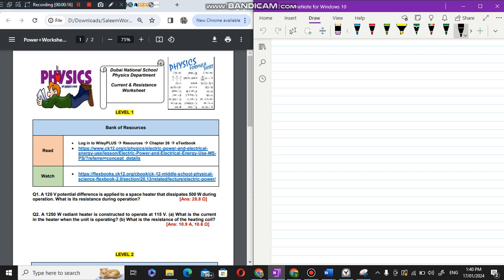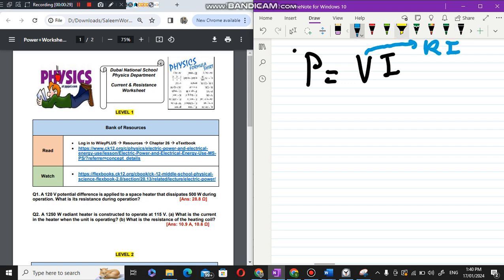So we can say that power is actually equal to voltage times current. And we know that voltage is originally equal to resistance times current, and we know that current is actually equal to voltage over resistance, which means that we can get another two equations for power.